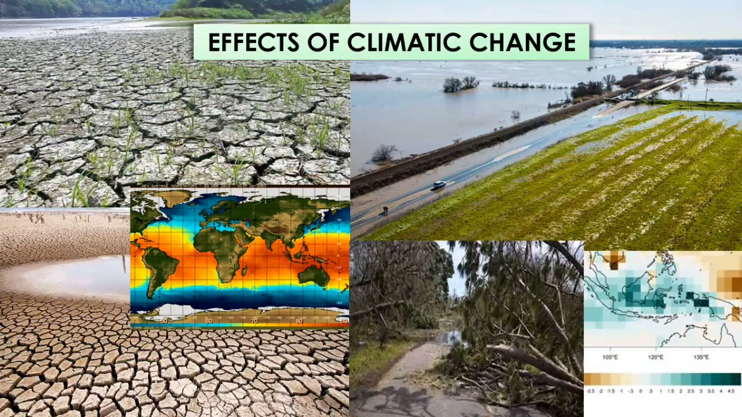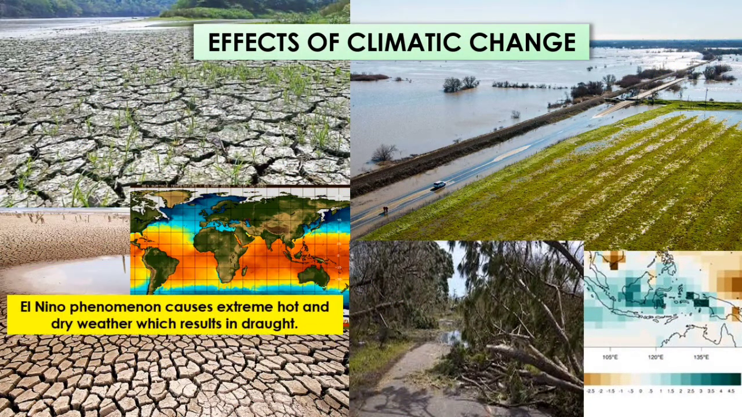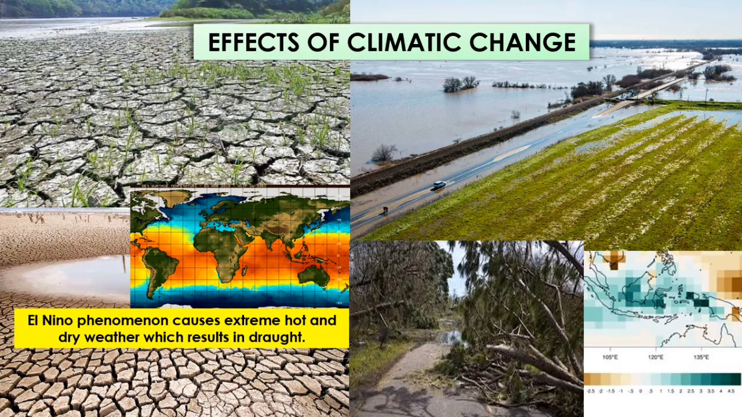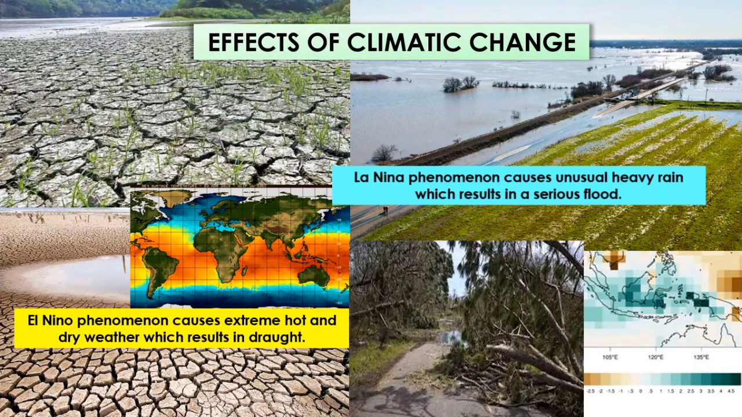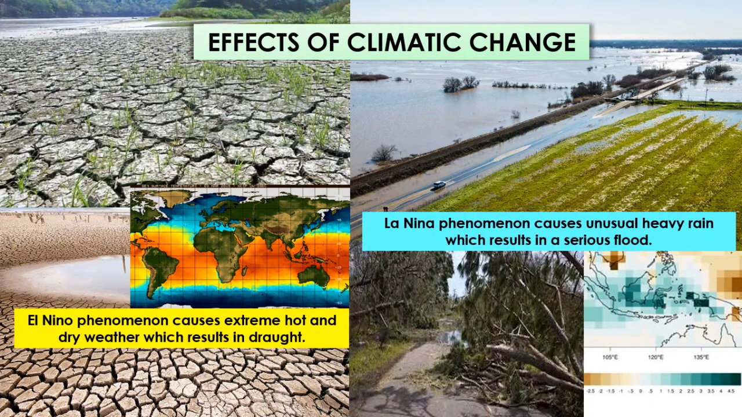Okay, this is the effect of climatic change. First is El Nino. El Nino phenomenon causes extreme hot and dry weather which results in drought. Okay, El Nino ni adalah kemarau. And the second one is La Nina. La Nina is the phenomenon that causes unusual heavy rain which results in a serious flood.